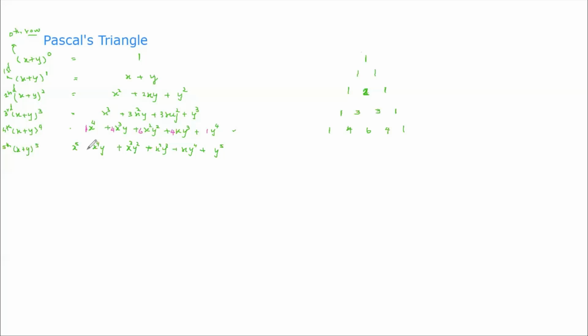So observe again, right? See, x power 5, 4, 3, 2, 1. And y power 1, 2, 3, 4, 5. So in the order, x is decreasing and y is increasing. Okay, from this one we can get the coefficient for each term right away.